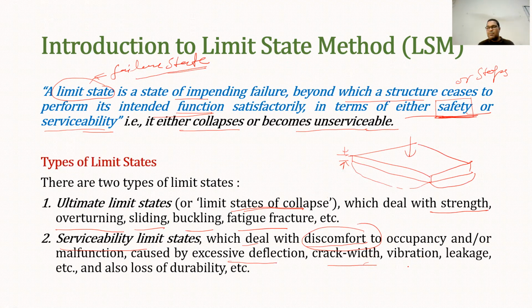Similarly, if there are vibrations, if there is leakage, or if there are durability issues or permeability issues, all those issues will be considered under the head of serviceability. So these are the two main failure states under which we generally design our building. Now, besides this, there may be some other limit states also, which will ultimately be included in either the ultimate limit state or the serviceability limit state.